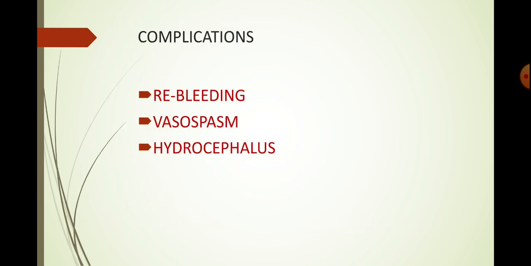Now, what are the complications that you expect in subarachnoid hemorrhage? There is rebleeding. It's one of the most dreaded complications, and it can occur in the first 24 hours. Vasospasm is when the vessels constrict and there is reduced blood flow, and it is also a life-threatening condition. So vasospasm is a dreaded complication. Hydrocephalus happens when the hematoma extends into the subarachnoid space and the ventricles. So this hematoma will obstruct the free flow of CSF, leading to hydrocephalus.